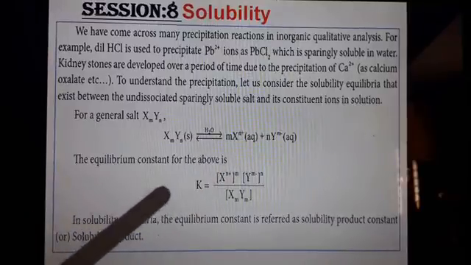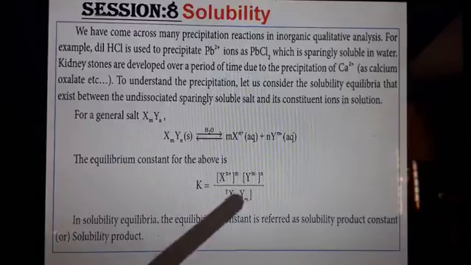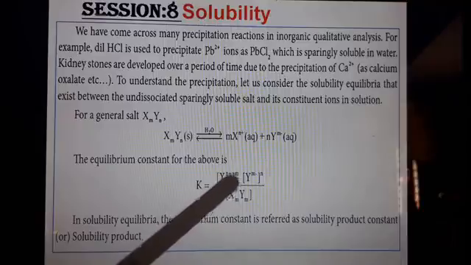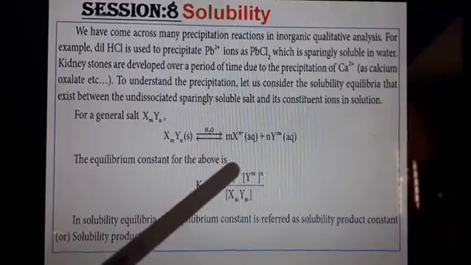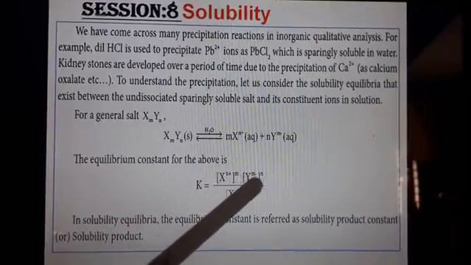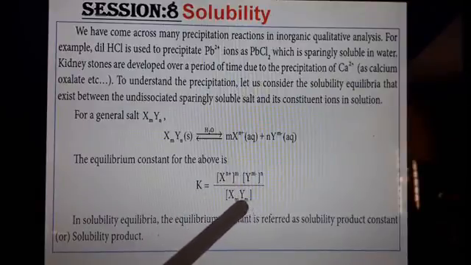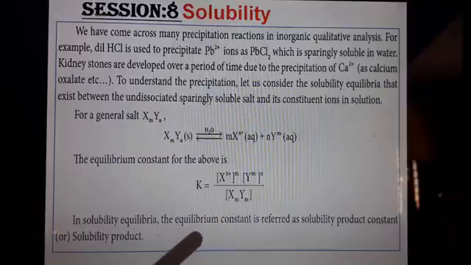The equilibrium constant K is equal to products divided by reactants. So K equals the concentration of X N plus to the power M, the number of moles becoming the power, times Y M minus to the power N, divided by the concentration of X M Y N. For the solubility equilibria, the equilibrium constant is referred to as the solubility product constant or solubility product. This is the name.